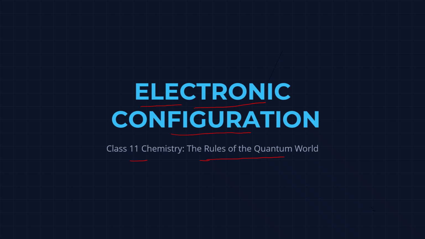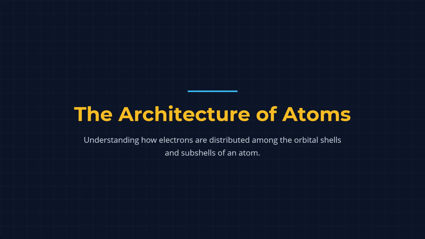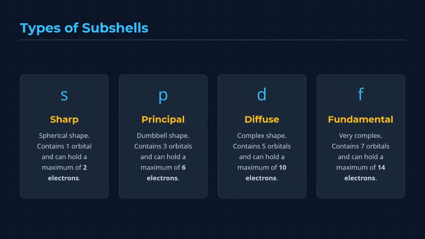of the atom. Here you must know that the architecture of atoms shows understanding of how electrons are distributed among the orbitals, shells and subshells of an atom. So here we will study the distribution of the electrons in different orbitals, shells, subshells, etc. of an atom. In the last class we studied the types of subshells. There are four types of subshells: the s subshell, p subshell, d subshell, and f subshell.